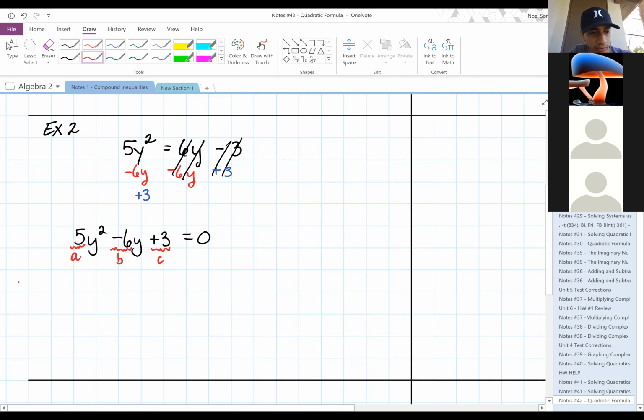Okay. So if you want to, you can then write them off to the side. A is 5, B is -6, C is 3. All right, so now let's plug in the quadratic formula here.